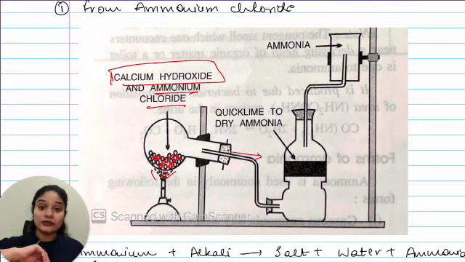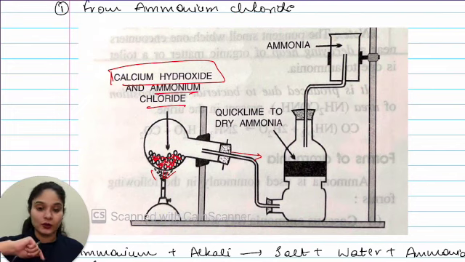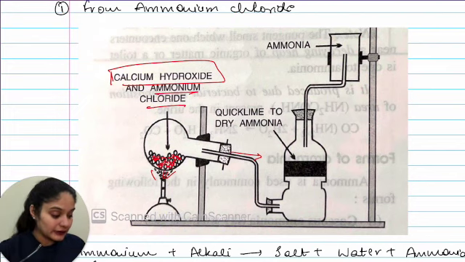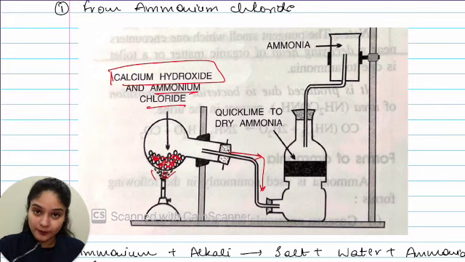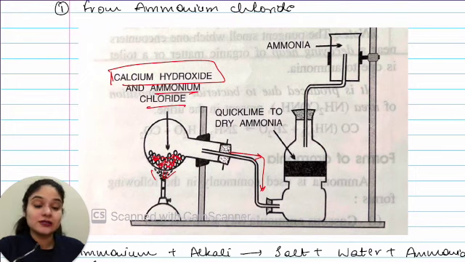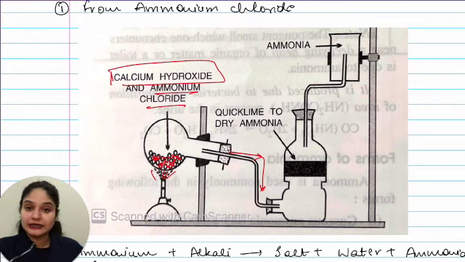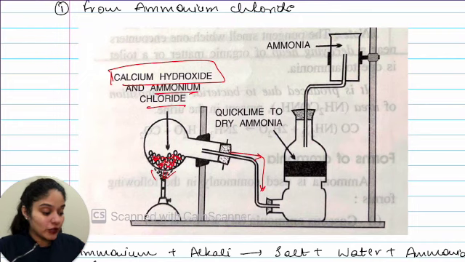We'll come to the reason why we are tilting it to an angle. Ammonia gas starts coming out from here. But as per the equation, we remember that water is also produced. That means this ammonia gas must be moist, or would be carrying some water along with it. So to get rid of the moisture, we are using quicklime to dry the gas.